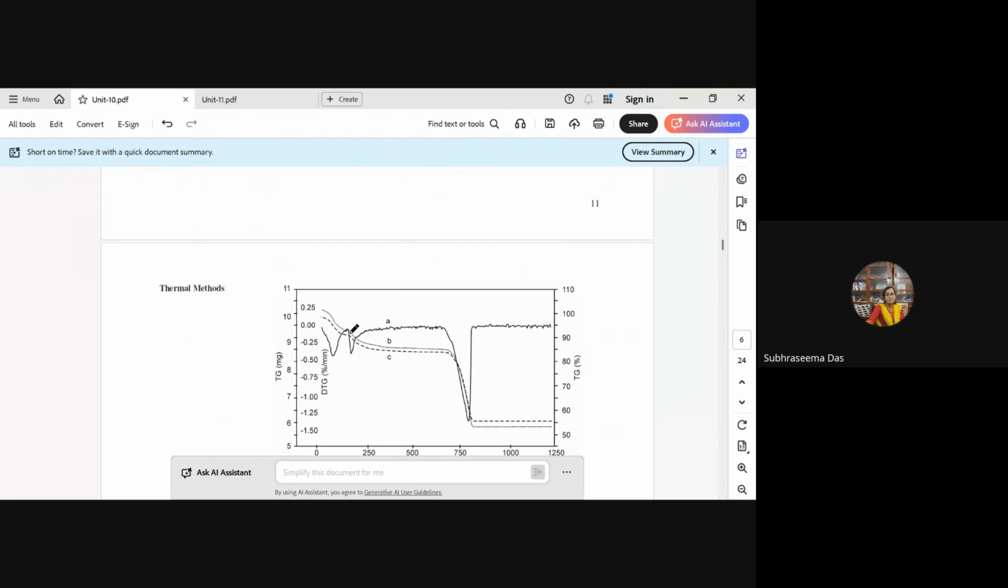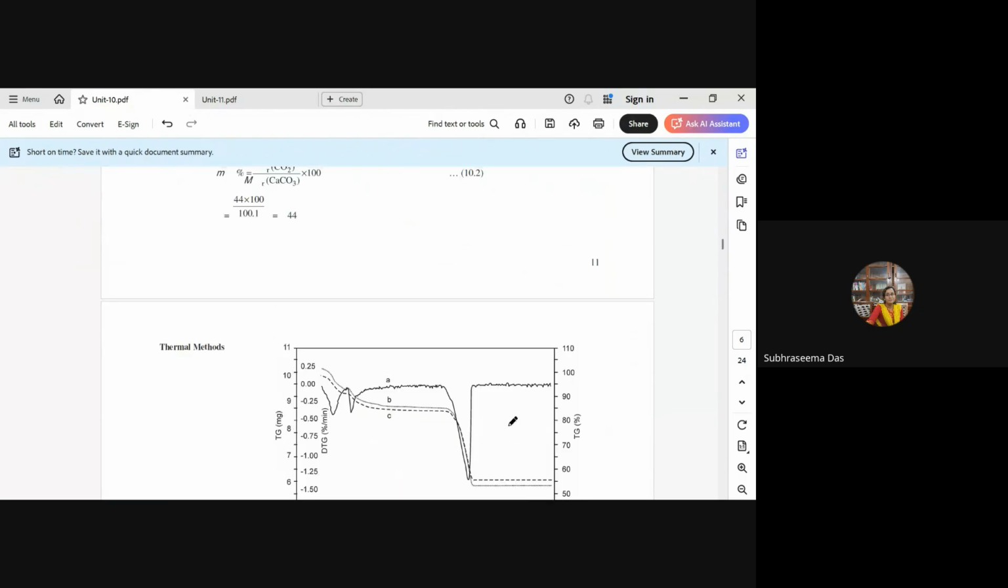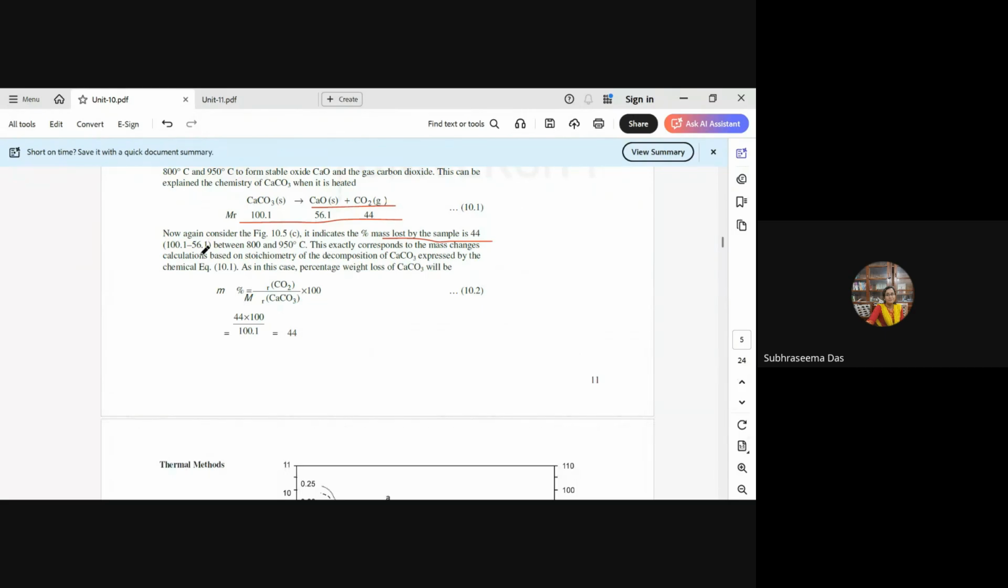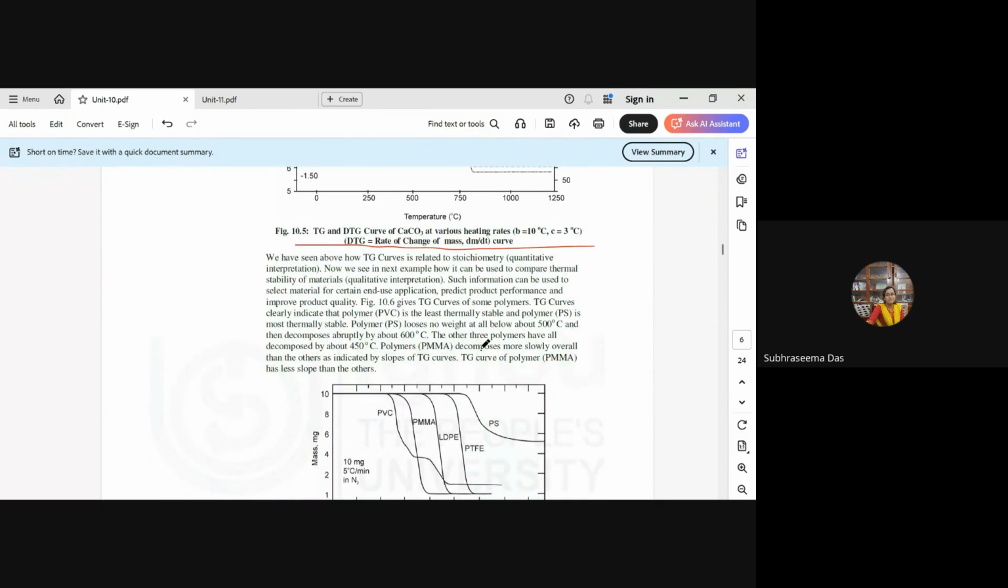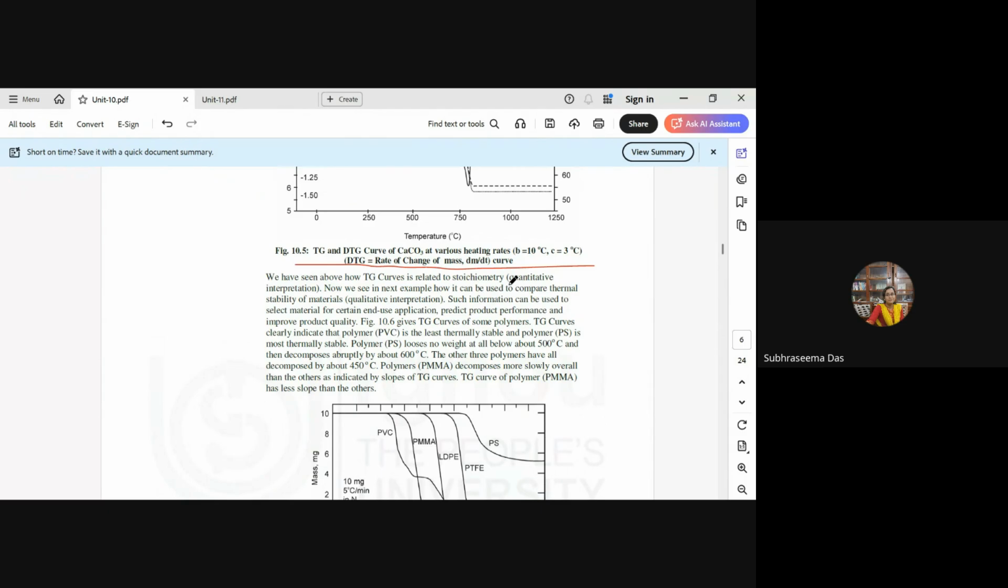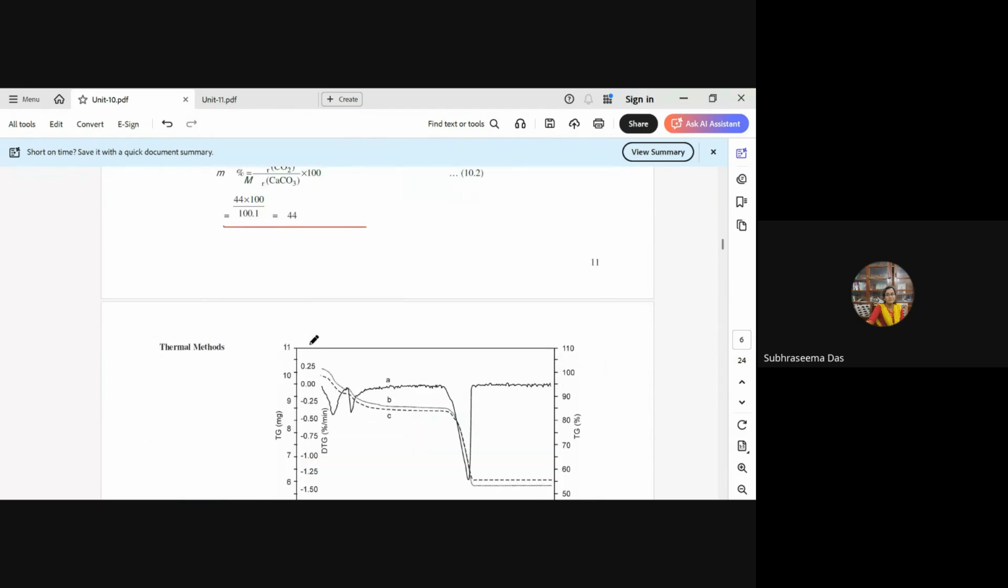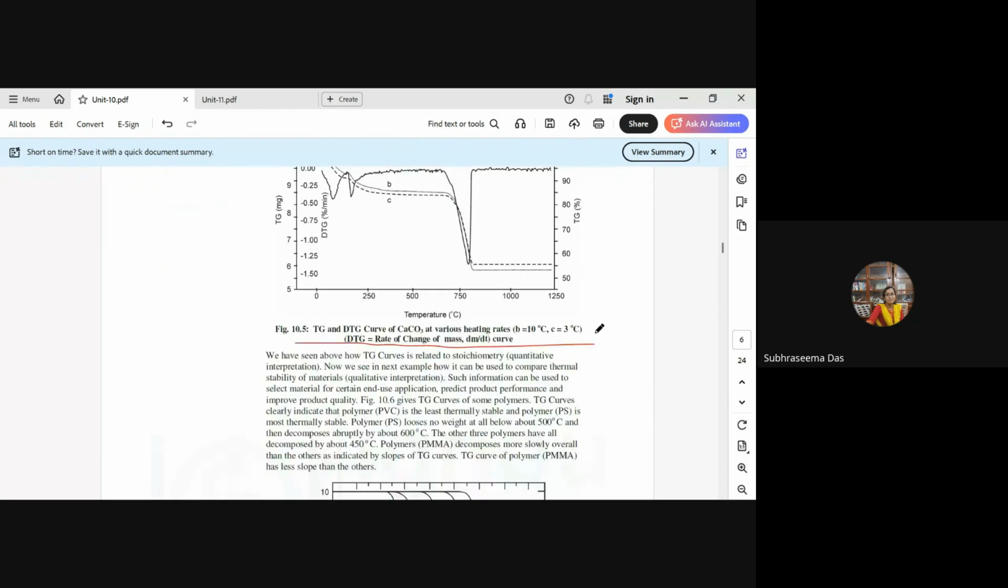So if you look into figure C, it is given in dotted lines, and between 850 and 950 degrees centigrade, the percentage mass loss is given as 44. Now this exactly corresponds to the mass change calculated from the stoichiometry of the decomposition of calcium carbonate, shown in equation 10.1. So the percentage weight loss can be calculated as 44%. From this example we can see how TG curves are related to stoichiometry.